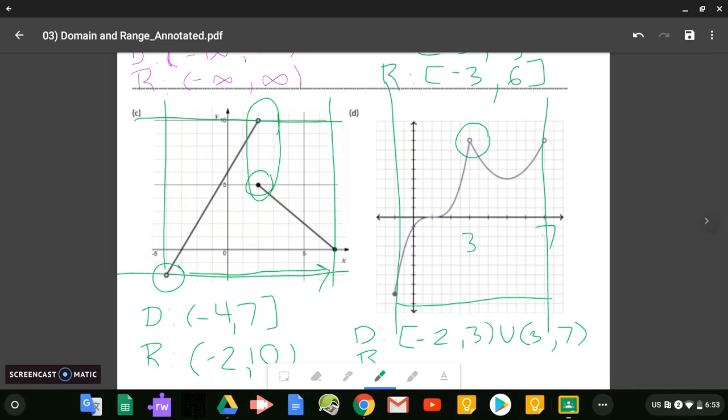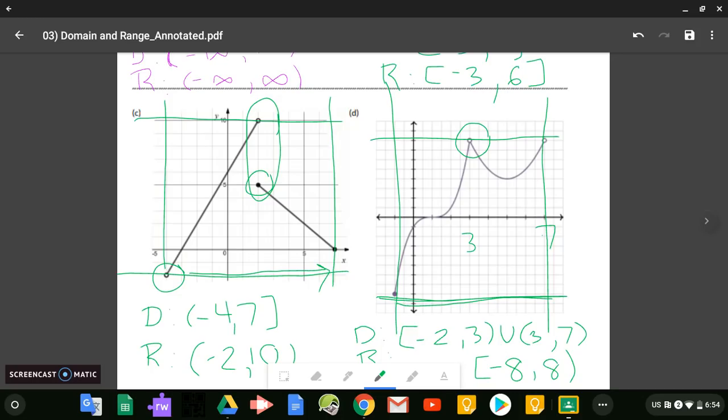For my range, the lowest that this function reaches is going to be a -8. I'm going to write this here because it's getting chopped off. And then the tallest that it reaches up here is a +8. But again, open circle never actually touches that value, so I'm going to use a parenthesis.